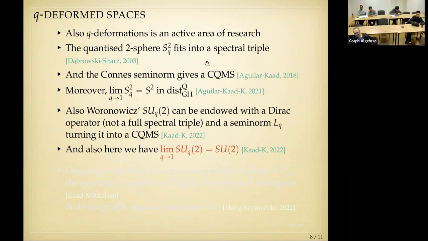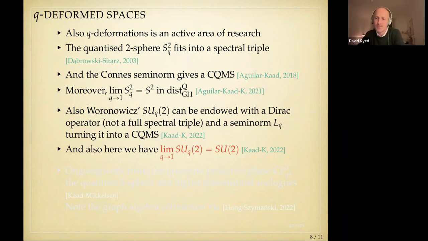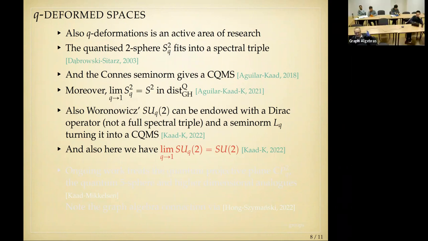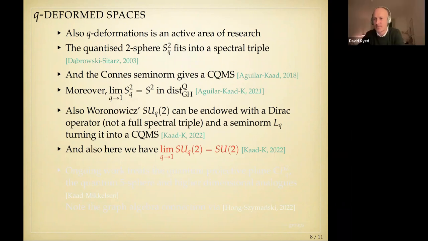But this is very interesting, both SUQ2 and S2Q, because their C-star algebras do not depend on Q. So if you look at it as topological spaces, that's basically a constant sequence, okay? So it shows that here in this formalism of CQMS, this Q plays a crucial role. It really changes your metric structure. Yeah. With a topological phase transition at the end of the day, because even topologically speaking, SU2 and SUQ2 are of course different. One is quantum, one is not.